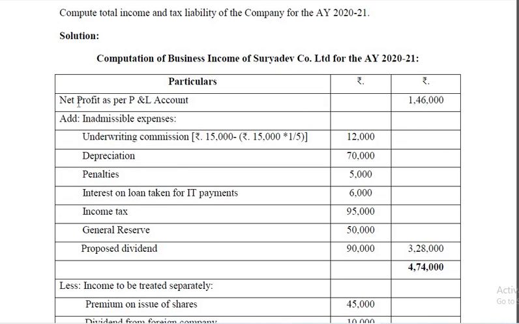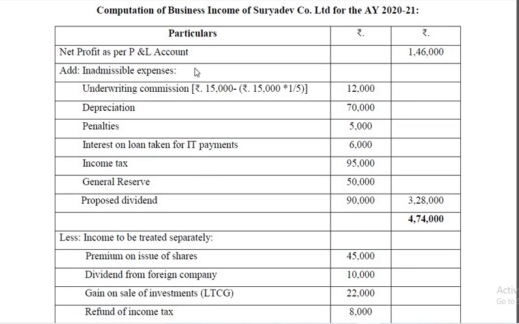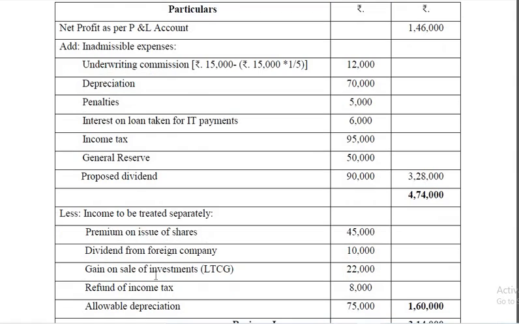Computation of business income. Net profit as per profit and loss account is taken as the starting point. Inadmissible expenses: underwriting commission, I told you, out of 15,000 only 1/3 is allowed. The remaining amount is disallowed. What is the remaining amount? 1/3 of 15,000 is 3,000. 15,000 minus 3,000, that means 12,000 is disallowed. Depreciation should be added back, and then what is allowed should be deducted, that is 75,000.